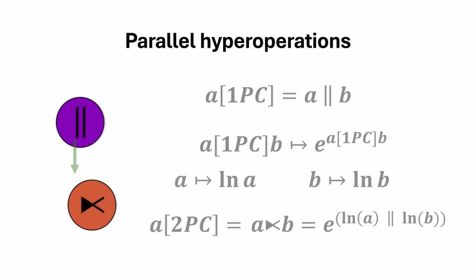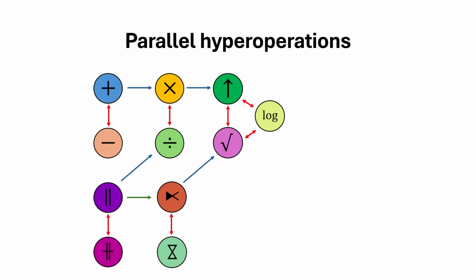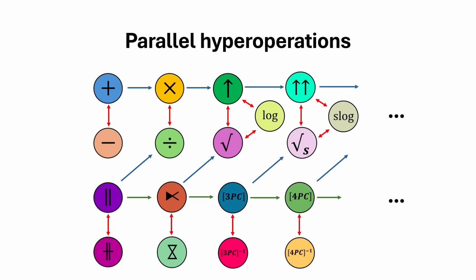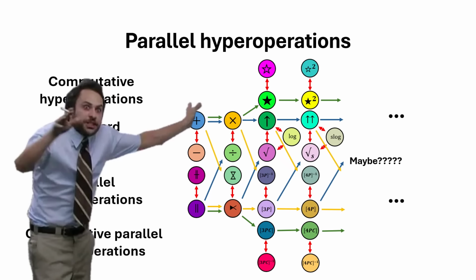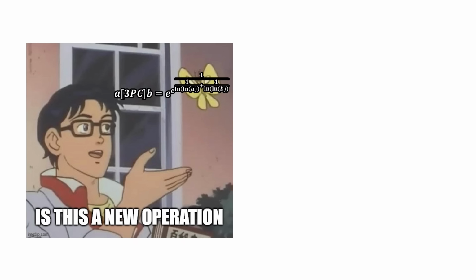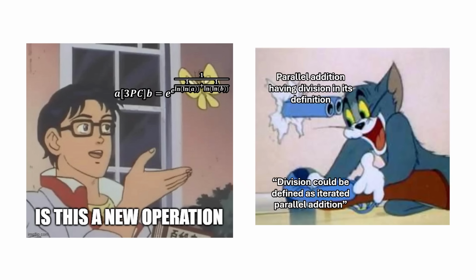Not only that, but this process can generate an infinite amount of new parallel operations. Unfortunately, the iteration relationship stops working after parallel multiplication, so I'm not sure what the relationship between the two hierarchies is. Maybe there's an alternate parallel hierarchy where that could be the case. I don't know. But wait a second, does it still make sense to call any of these operations? Aren't they all just functions based on operations that already exist?